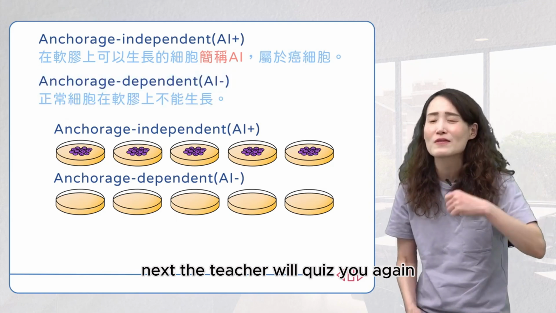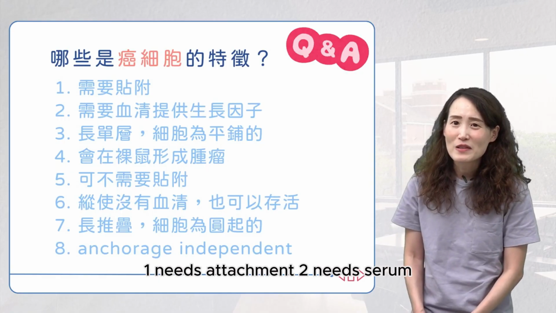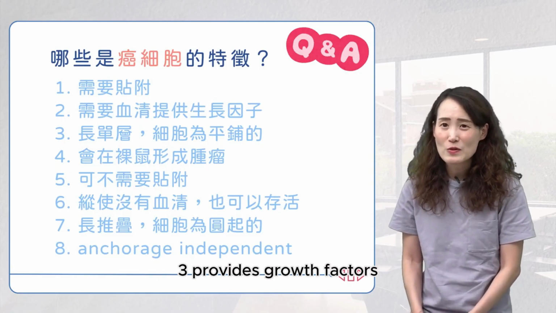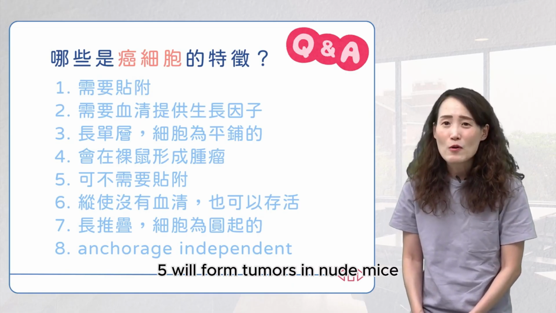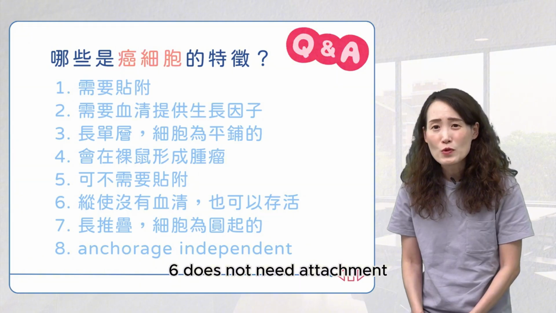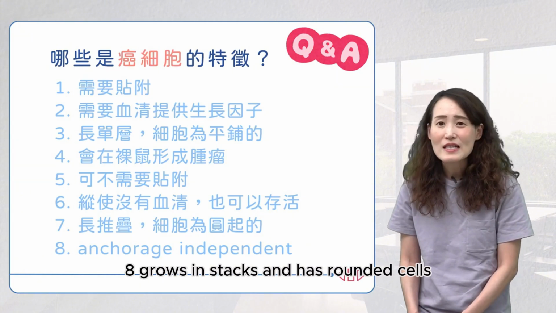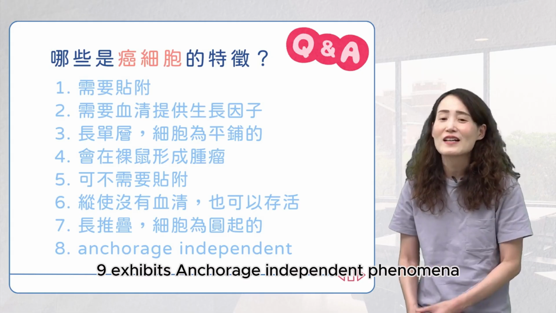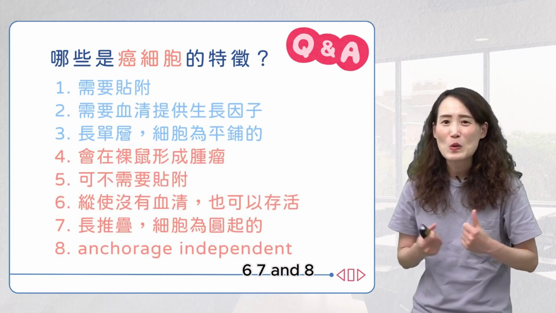Next, the teacher will quiz you again. Which are cancer cell characteristics? 1. Needs attachment. 2. Needs serum. 3. Provides growth factors. 4. Grows in a single layer, flat. 5. Will form tumors in nude mice. 6. Does not need attachment. 7. Can survive even without serum. 8. Grows in stacks and has rounded cells. 9. Exhibits anchorage-independent phenomena. The answers are 4, 5, 6, 7, and 8.